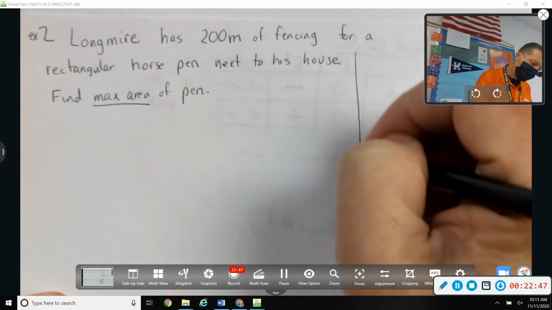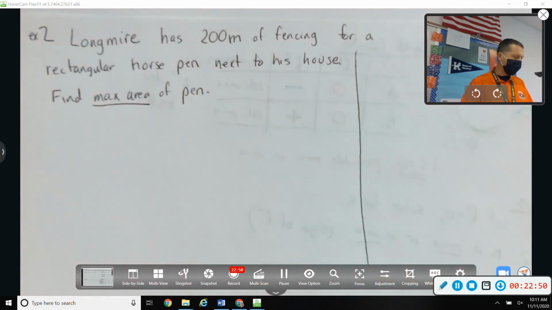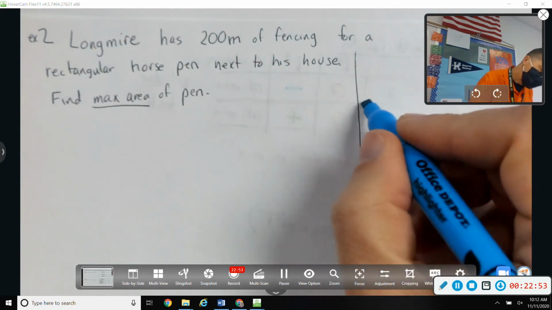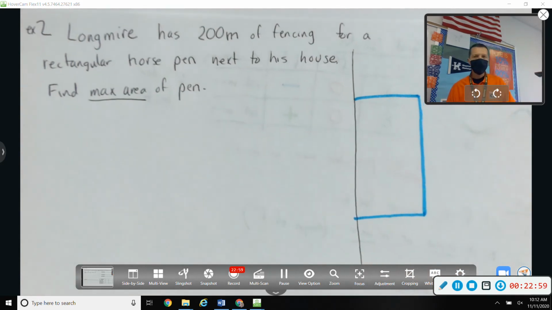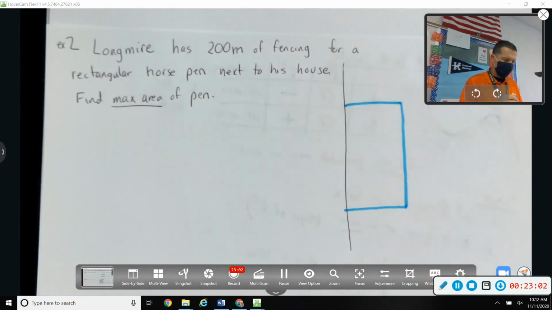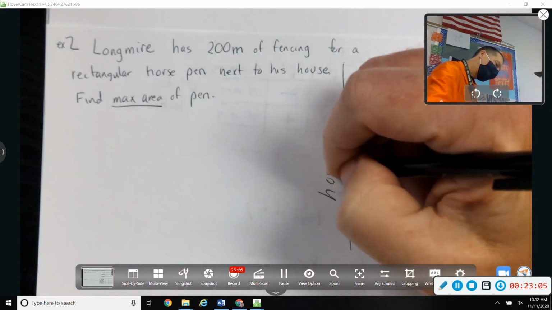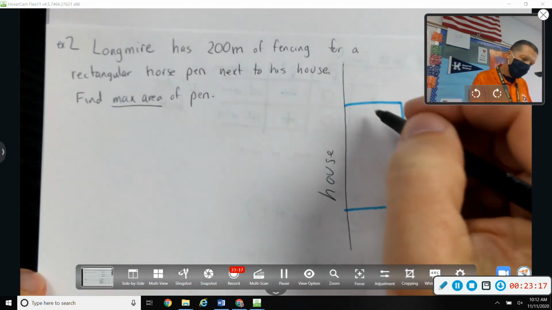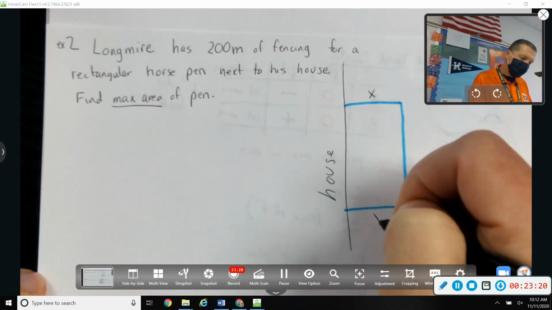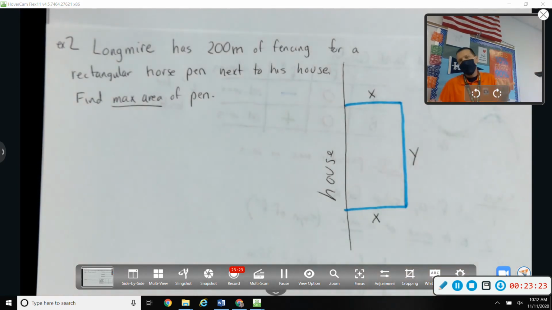So he's got his house, and so he doesn't need fence for his house. He needs his fence to look something like that, where this is his house. So he's smart enough to use his house for one of the fences. That way I don't have to use fencing for it. I can get some more area out of it. So it's possible there's two different dimensions here. Maybe it turns into a square. It won't, but we don't know that ahead of time. So let's call that X and Y, assuming that they're going to be different.